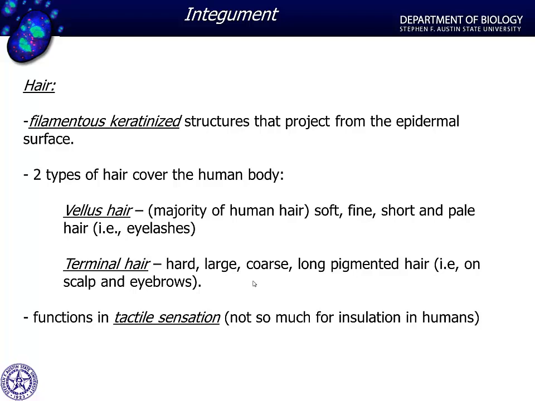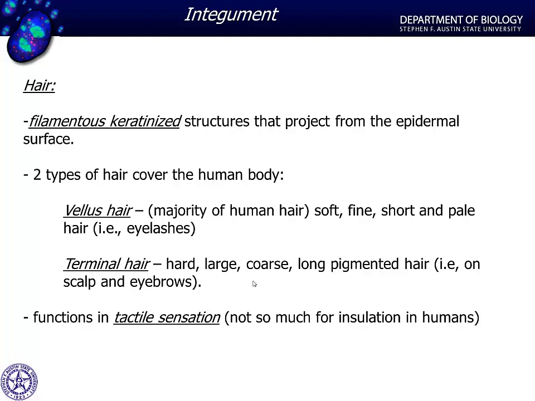And really on the human body, we have two types. We have the vellus hair and the terminal hair. The vellus hair is what we are most familiar with on our body, this very soft, fine, short, pale hair. You might think of them like your eyelashes or the hair that's present on your arm. But then we also have terminal hair, this very hard, coarse, pigmented type hair. And we see this on the scalp, on our eyebrows. That's sort of a different type of structure.